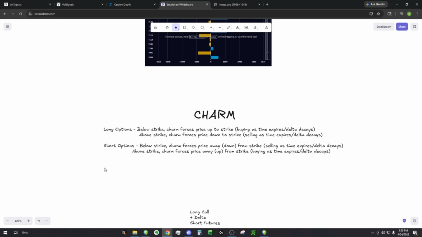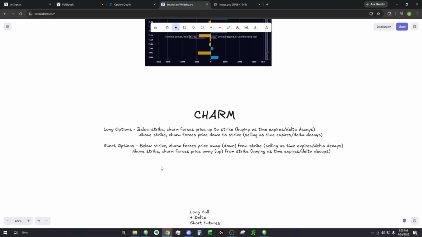For short options below the strike, charm forces price away, so continuing down away from the strike. This is because they have to sell as the time expires and the delta decays. And above the strike, charm forces the price away up from the strike. And this is because they've got to buy as the time expires and their delta decays.